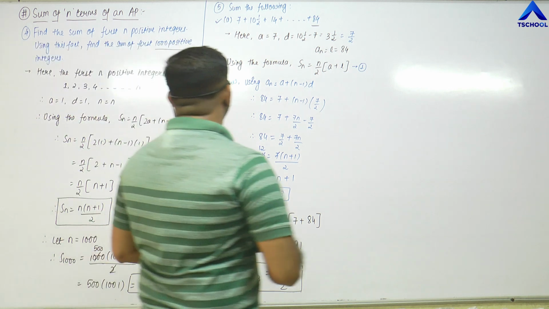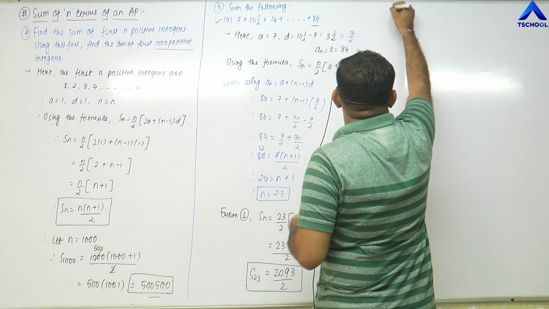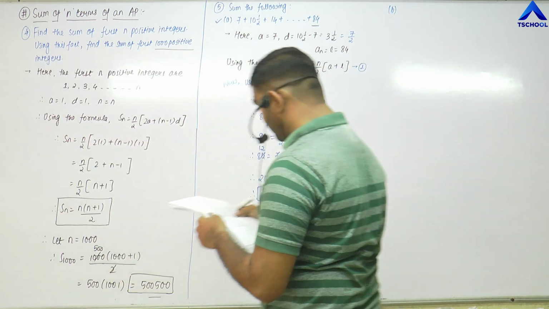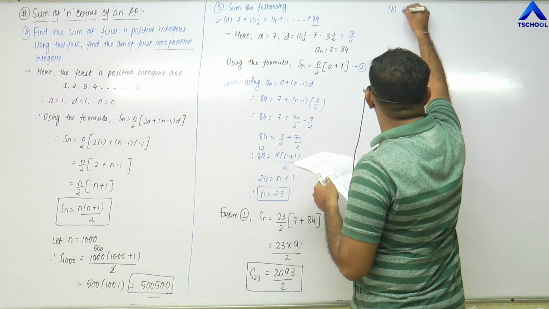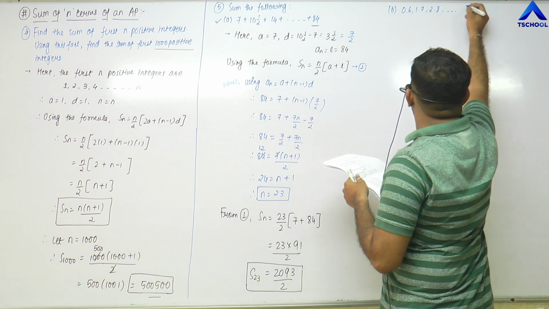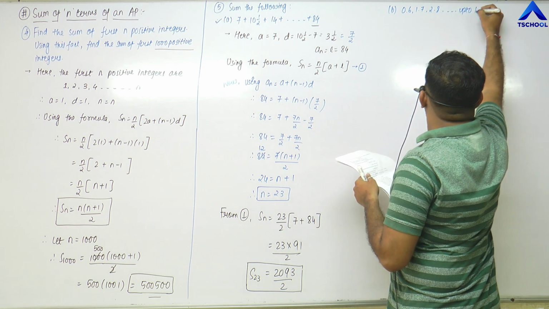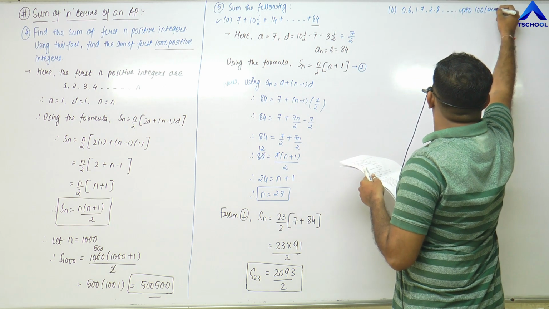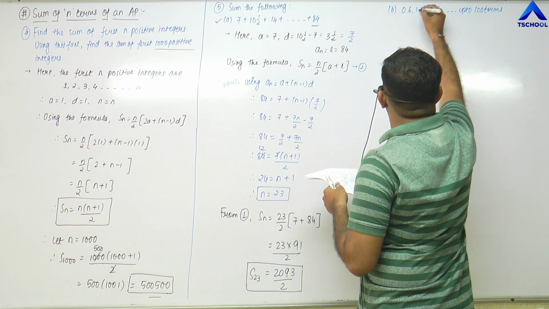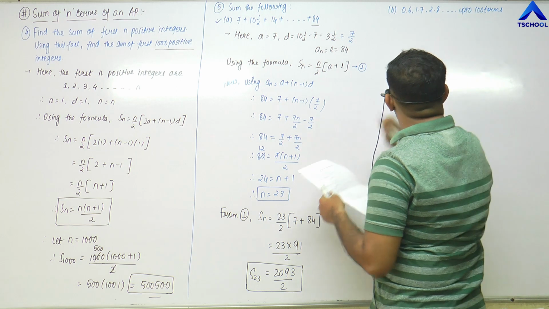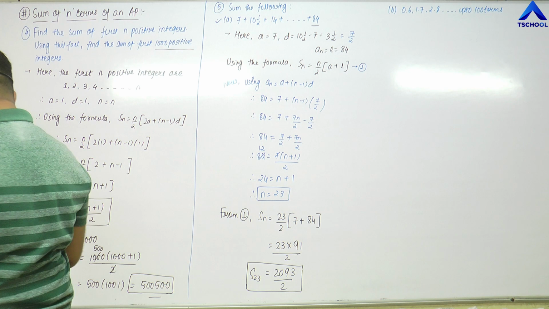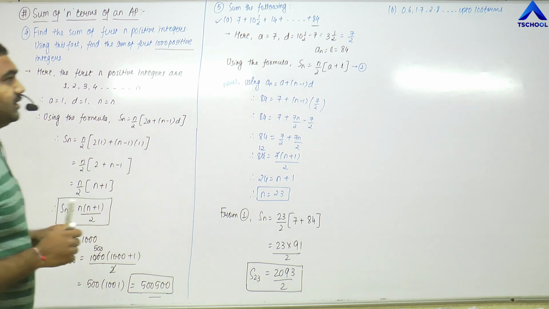Okay. The second kind of sum is again: sum the following. The question here is 0.6, 1.7, 2.8 up to 100 terms. That means you need to sum all of these up to 100 terms, right?